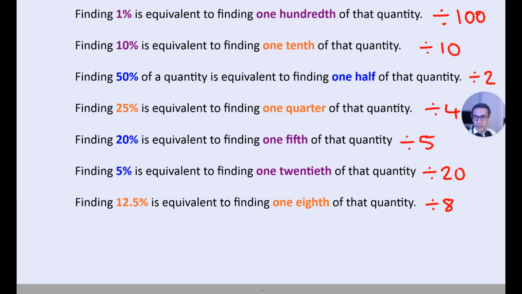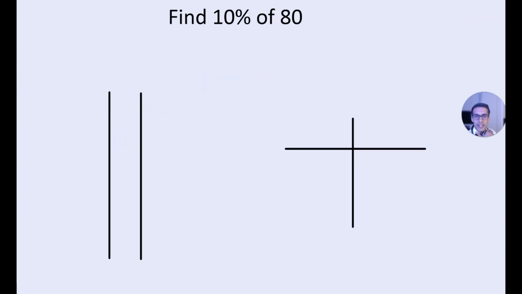Right, here comes the first question. Find 10% of 80. Now, there's two ways to lay this out. The first way is a double number line, which you can see here. And the second way is using a table. So we do that just by doing a cross. So let's use the double number line.